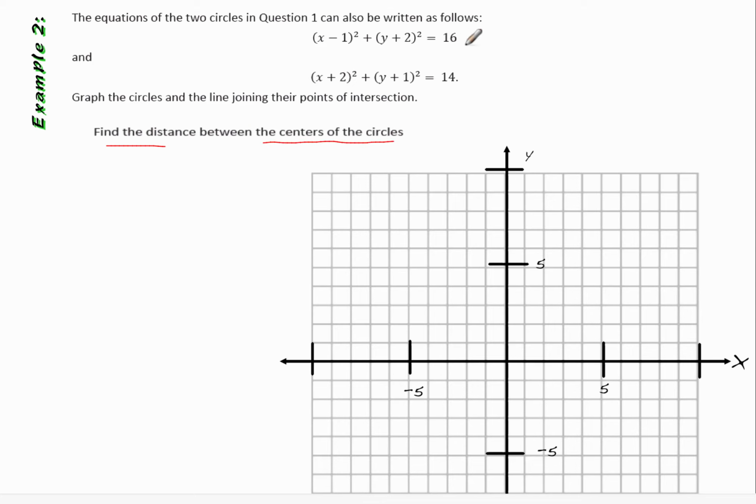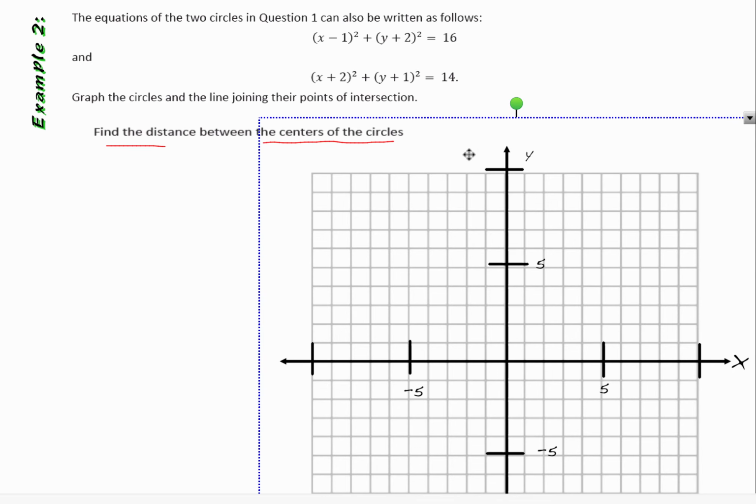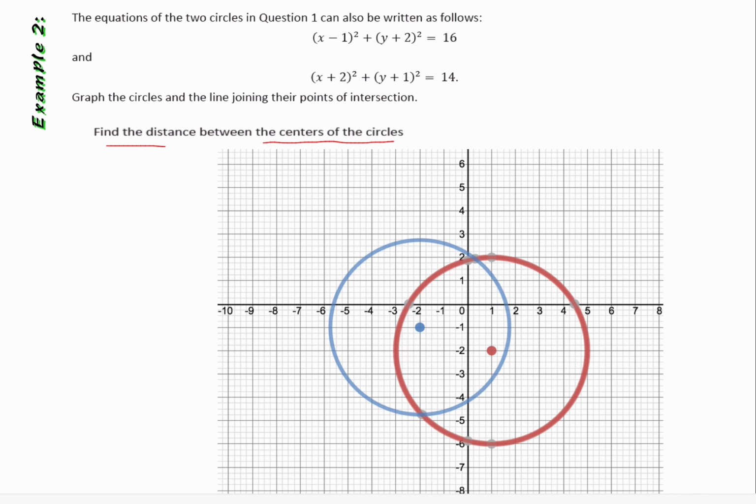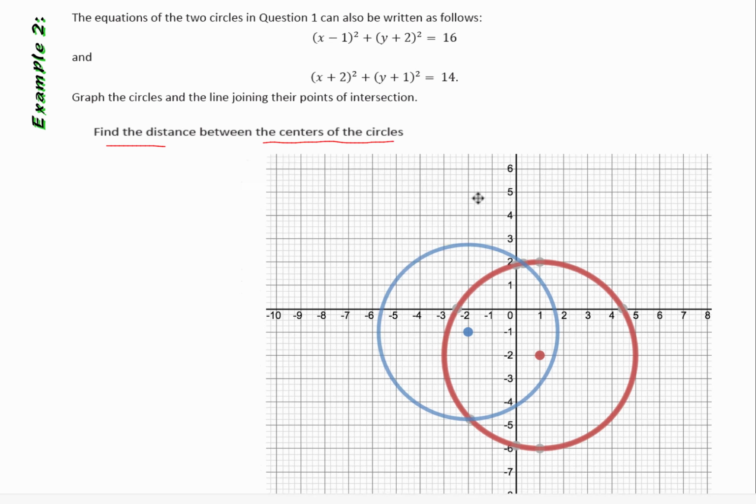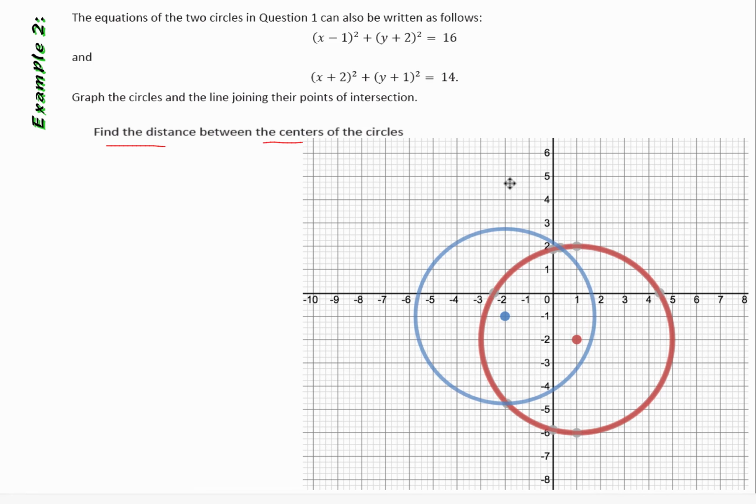So here we have those same circles written in standard form. And since we just graphed them on Desmos, give me a second. I'm going to get a screenshot of that picture. Okay, so here is a screenshot of that picture. And in this case, they want us to find the distance between the centers of the circles. Not that hard to do if you remember your stuff from geometry.